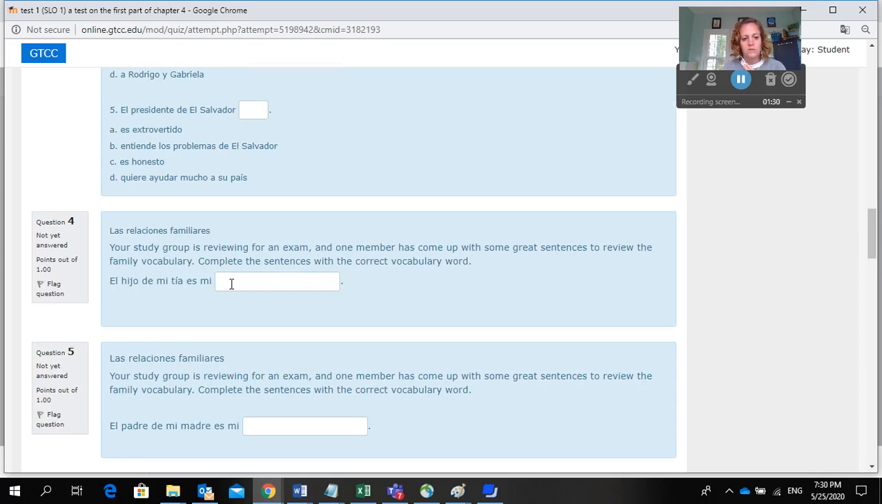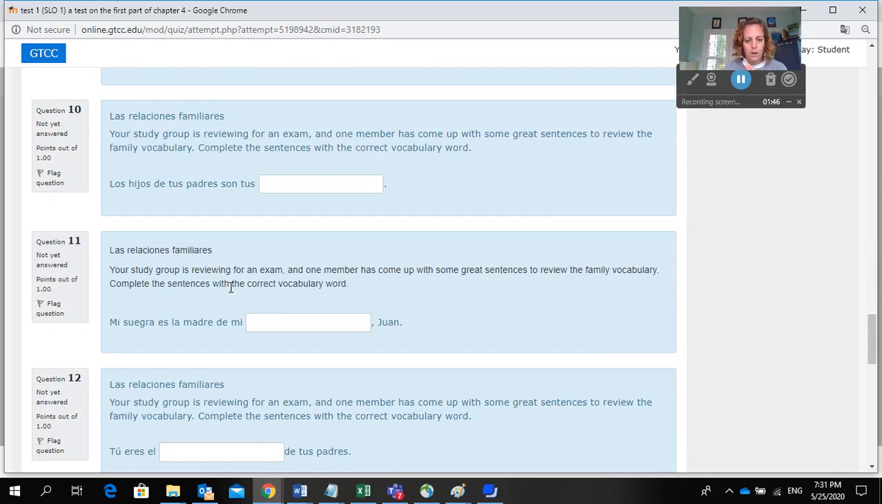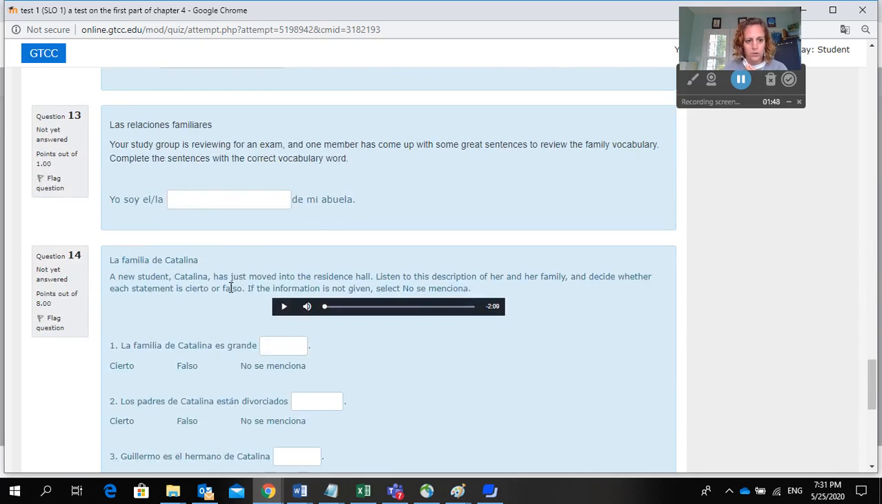Las relaciones familiares, your study group is reviewing for an exam and one member has come up with some great sentences to review the family vocabulary. So just write the familial relationship in the blank there. El hijo de mi tía es mi, who is that? And just write the name. Okay, so there's a few of those.